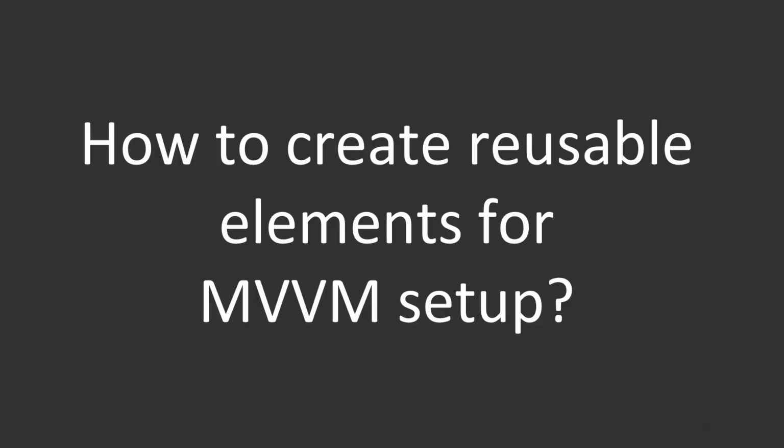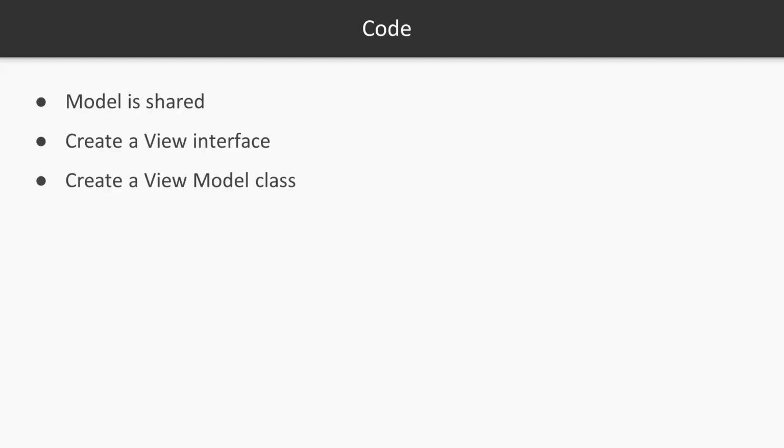How to create reusable elements for an MVVM setup. In our case, and in most cases, the model is shared because it's the same program state for all of the views that you're going to be working with. But we're going to extract a common interface for the views, and views in our case are activities. And then we can extract a common abstract class for all of the view models. So let's take a quick peek at the code.